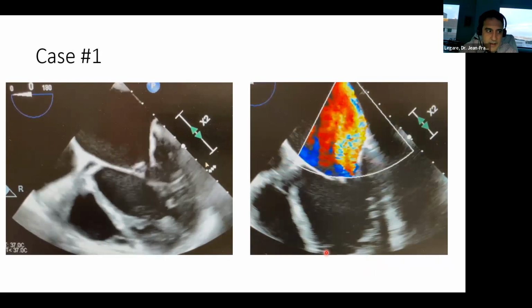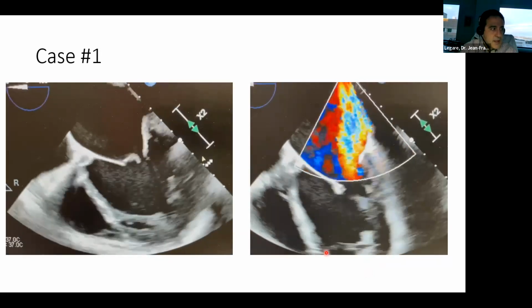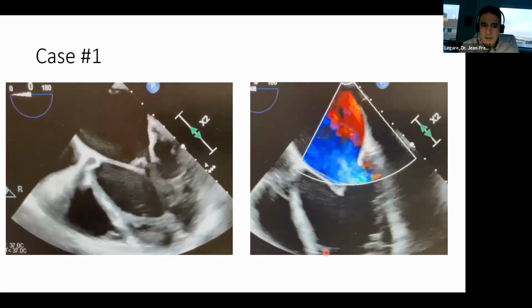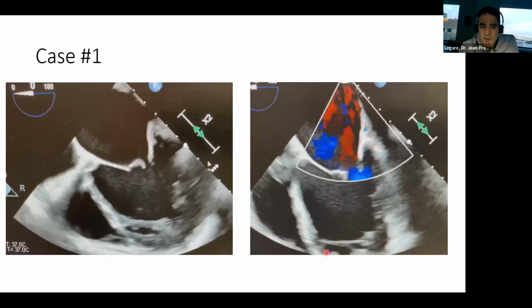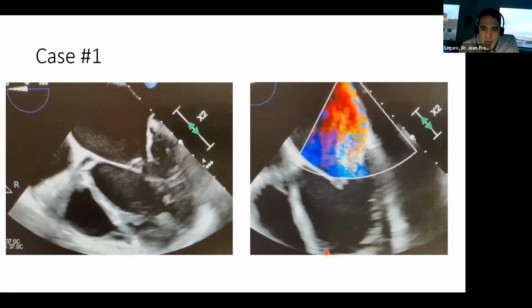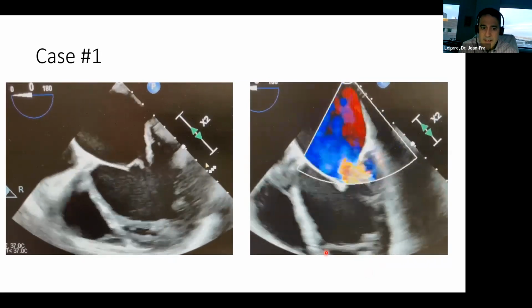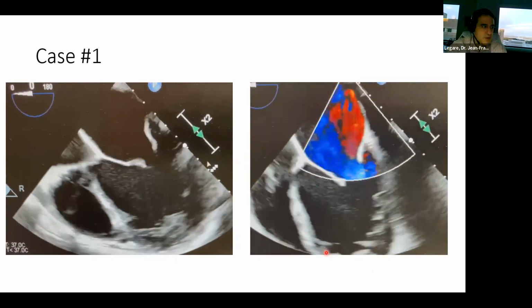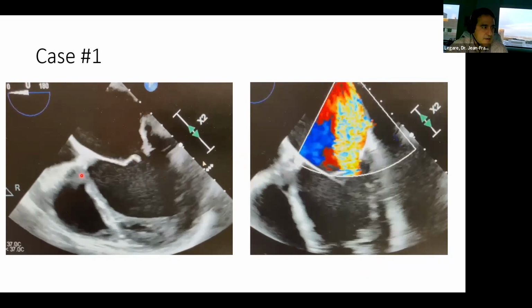Hopefully I can get the other echo also to work. So this is a youngish lady in her 50s, presented with a heart failure admission, not on medical therapy at all. And this illustrates the classic sort of ventricle you might imagine. So not a great ventricle.